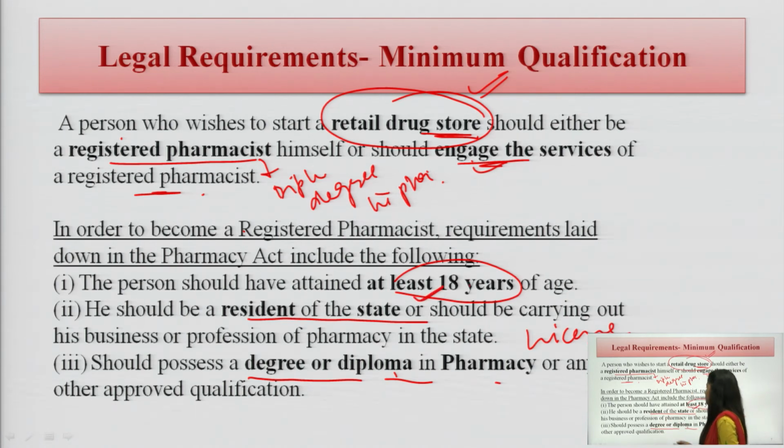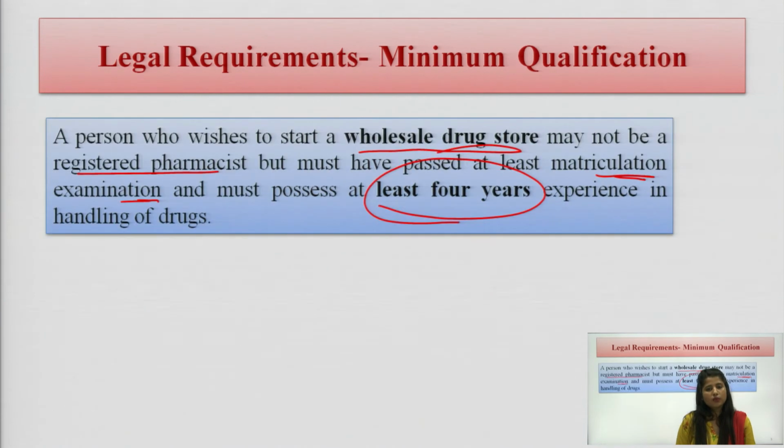The minimum qualification for a retail registered pharmacist: they should be at least 18 years of age, and they should be a resident of the state. As I told you previously in the session, the state pharmacy council gives the license, so they should have residency for that state. They should have either a diploma after the 12th, or a degree in pharmacy for opening any drug store.